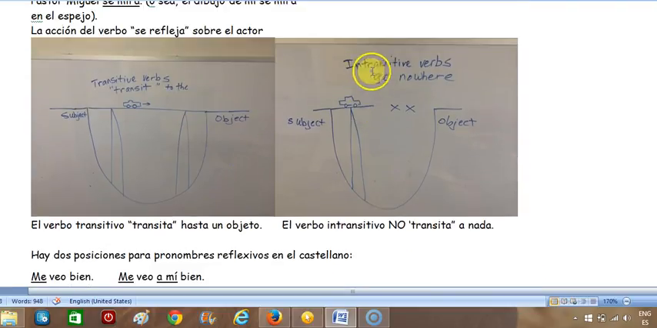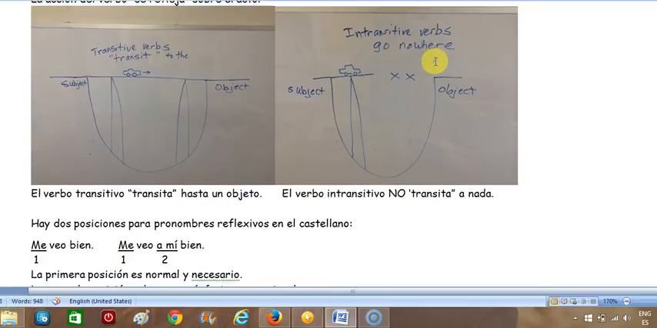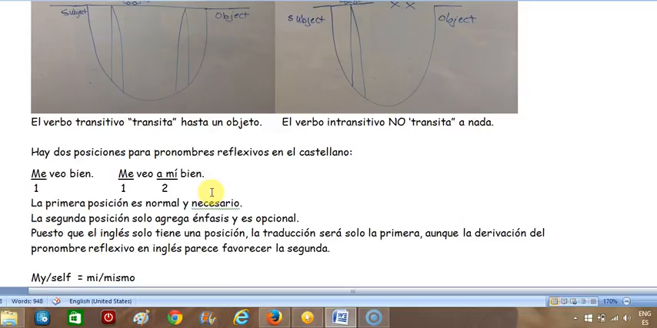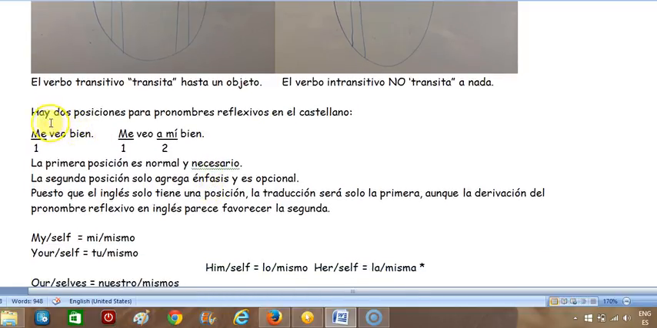And so reflexive pronouns and reflexive verbs are intransitive verbs. They're not the only ones. There are other intransitive verbs, but just to give you a little bit of an idea of the grammar that's involved with this. So in Spanish, you actually have two positions for the reflexive pronouns. And that is position number 1. Okay, like for example, this is a reflexive construction.